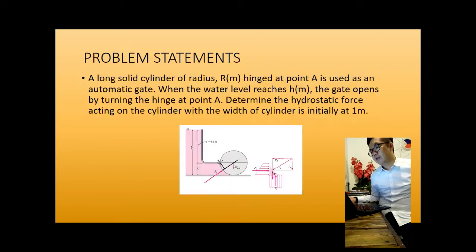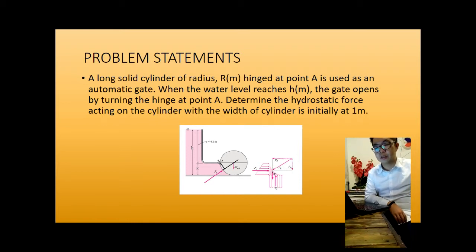For the problem statement, a long solid cylinder of radius r hinged at point A is used as an automatic gate. When the water level reaches H meters, which is the bottom, the gate is opened by turning about the hinge at point A. Determine the hydrostatic force acting on the cylinder, with the width of the cylinder initially at 1 meter. Later we will compute the solution with different variables at different conditions.